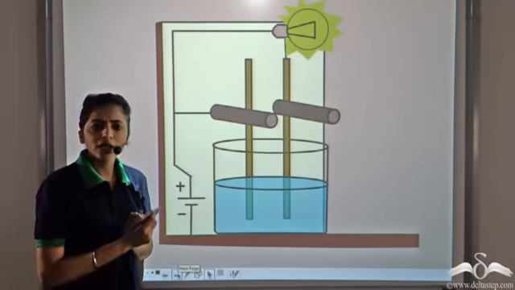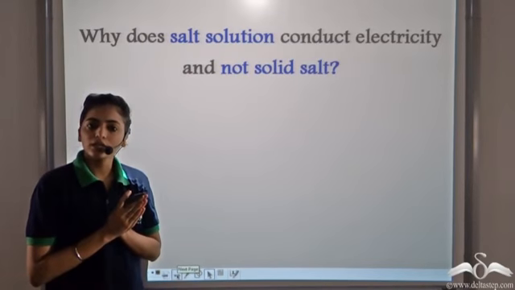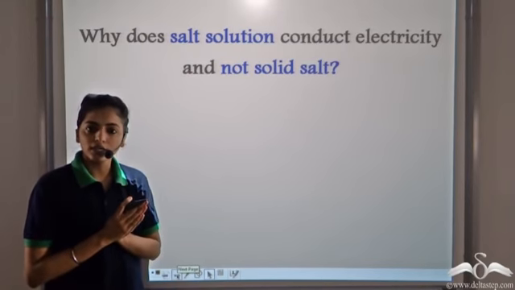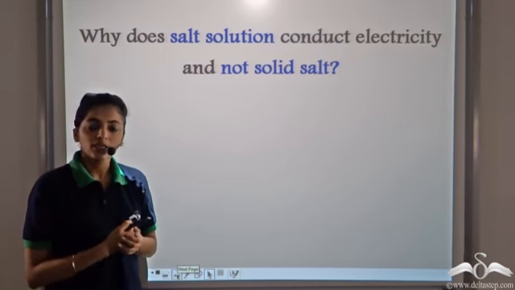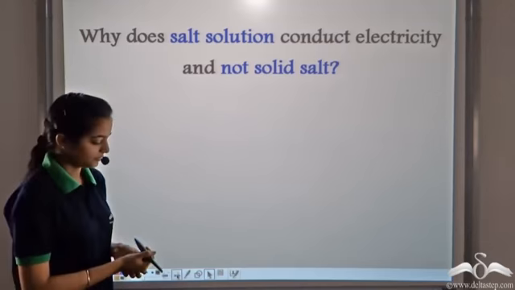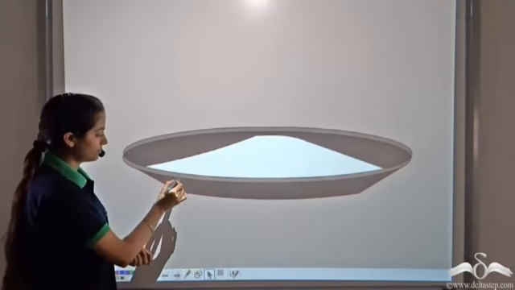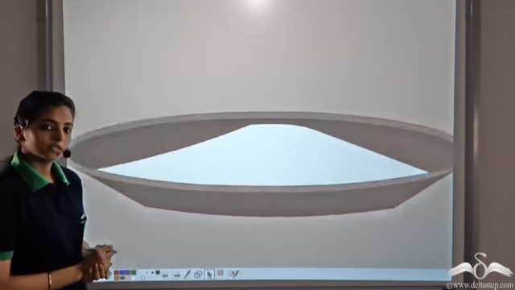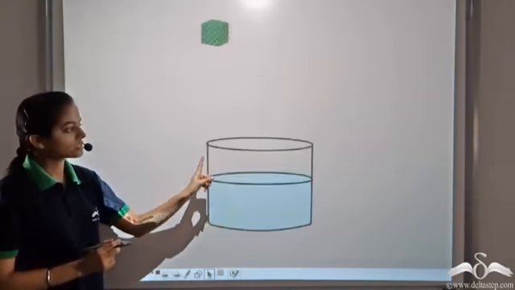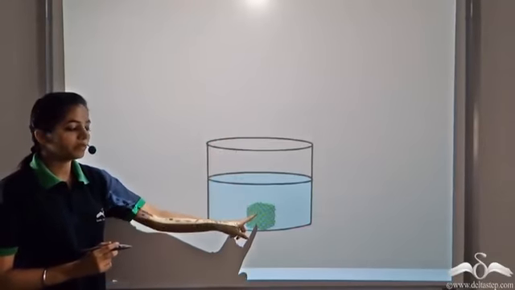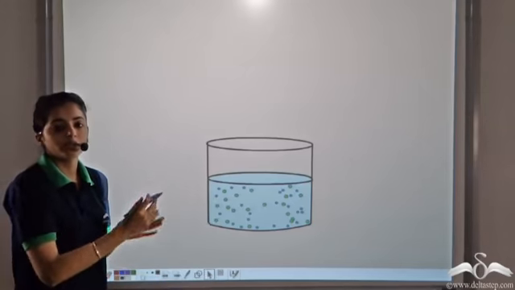What happens here? Why is the bulb glowing? Why does solid salt not conduct electricity, but salt solution conducts electricity? What is happening inside the salt solution? For this, let's see the structure of salt. So we have the solid salt. If you look inside, it's made up of NaCl crystals. And this is how the crystal arrangement is. When we add it in water, the sodium and the chloride ions separate out.